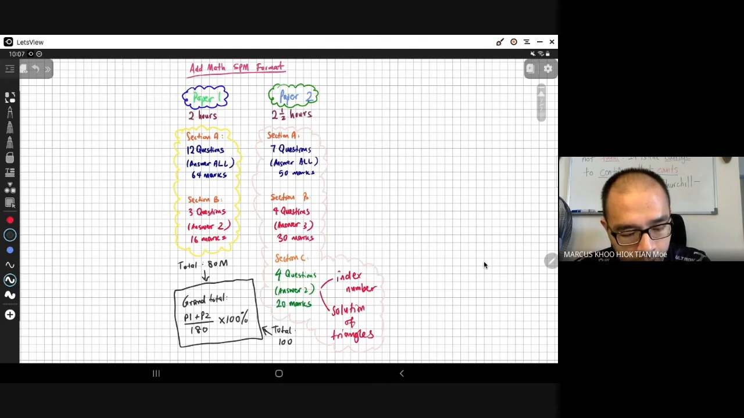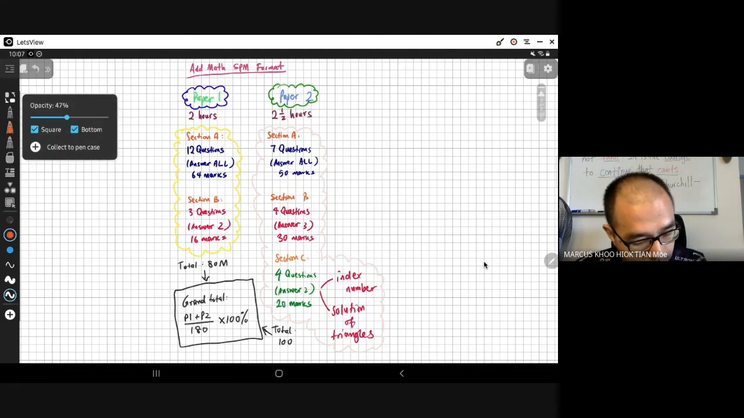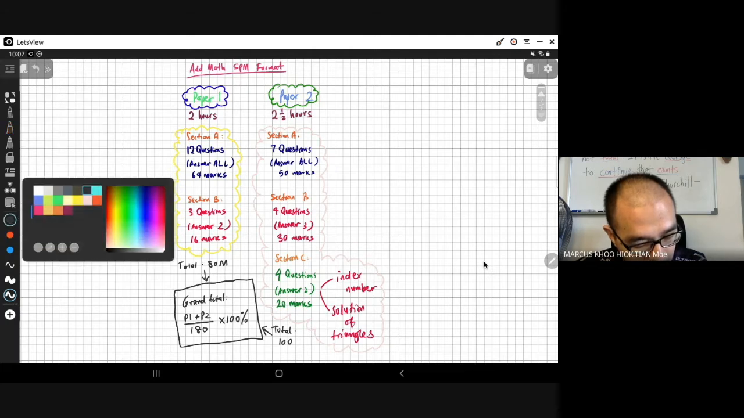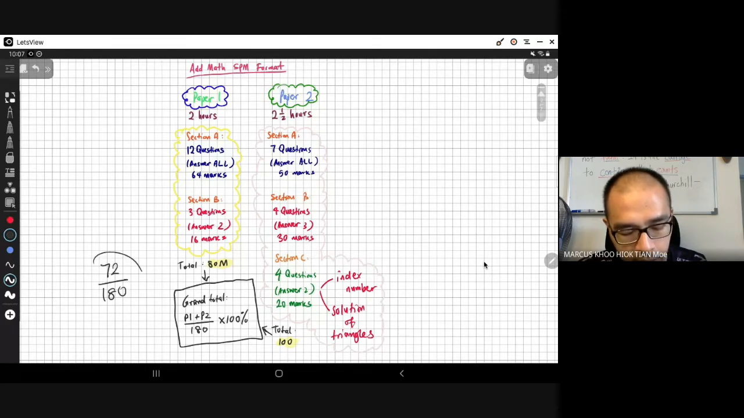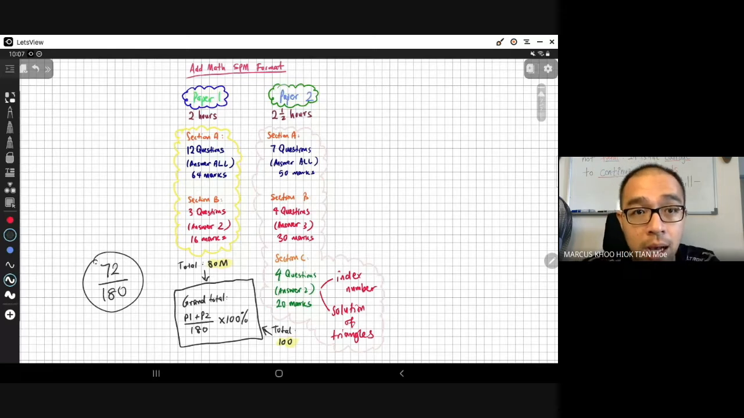Paper 1 has 80 marks, and paper 2 is 100 marks. When you add both together, and then you times 100, that will give you your final score. So if you want to pass this subject, you need to make sure that you score minimum 72 marks out of 180 marks in order for you to get 40%.